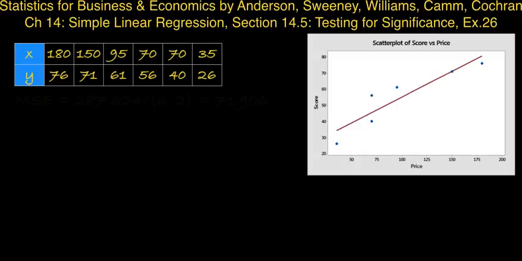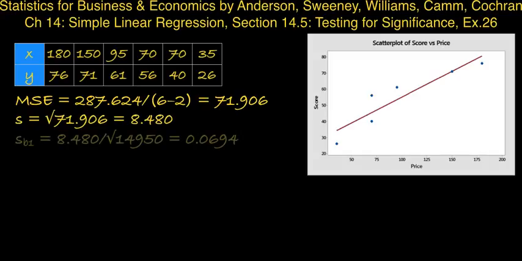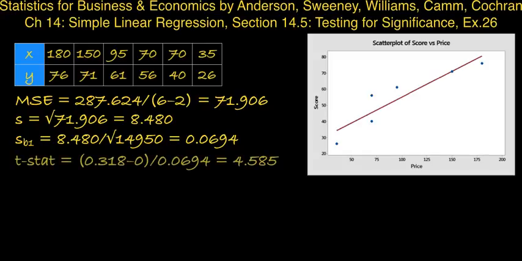So to conduct the t-test, we'll first calculate the mean square error, which comes to 71.906. Then we'll calculate the standard error of the estimate, which comes to 8.480. And then we'll calculate the estimated standard deviation of B1, which comes to 0.0694. Then our t-statistic comes to 4.585.